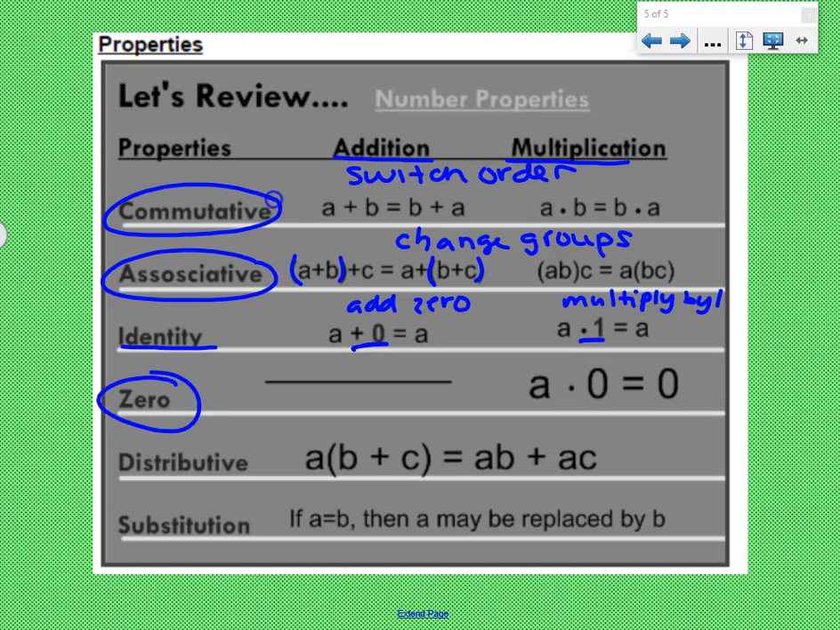Zero property means you can multiply anything by 0 to get 0. Distributive property we should all be very familiar with. You distribute the number in front of the parentheses. And then substitution. If A equals B, then A may be replaced by B. Like when x equals 7, we can replace x with the number 7.